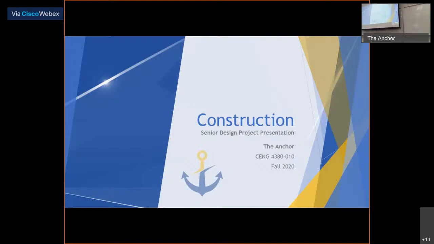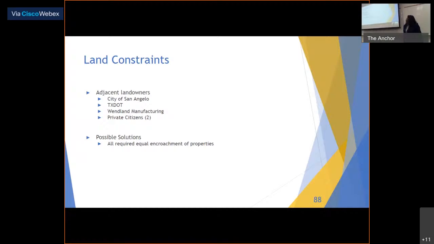Good morning. My name is Erica, and I will be discussing with you the construction portion of this. So for the first problem, we had some land constraints. The reason is because we went from 18 feet in width of our road to 36 feet. So we had five surrounding landowners. That would be COSA, TxDOT, Woodland Manufacturing, and two private citizens. Our possible solution to this was to evenly distribute the road in between all parcels of land so that everybody gets taken away from properly or evenly.